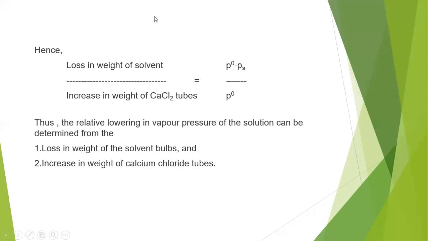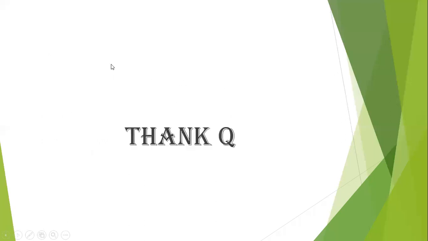So in the laboratory, we can find out the relative lowering of vapor pressure of any solution simply from the loss in weight of the solvent and the weight gained by the calcium chloride tubes. Simply we can calculate the ratio. That ratio must be equal to the relative lowering of vapor pressure. Using this method, we can very easily find out the relative lowering of vapor pressure.